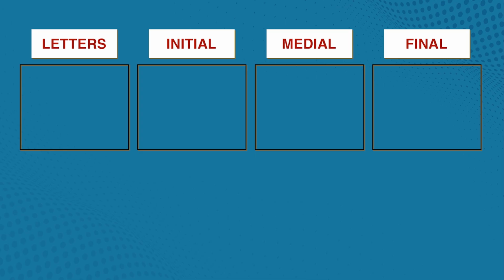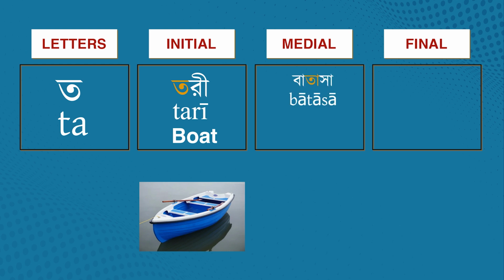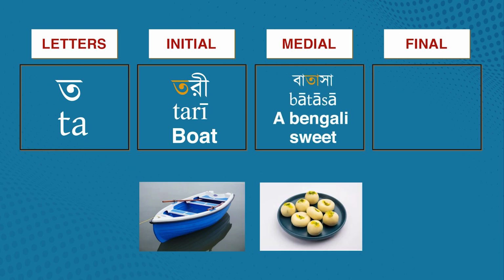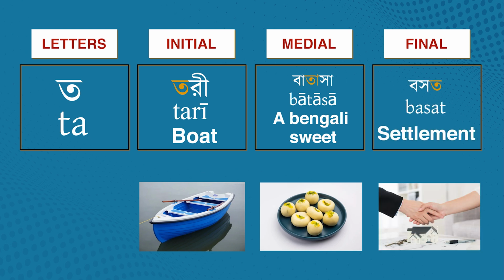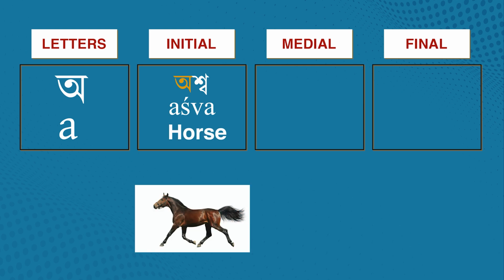The first letter we have here is to. It can occur in initial position in tori, which means boat, in medial position in batasha, which means a Bengali sweet, and in final position in boshot, which means settlement. The second letter is o. In initial position we have osho, which means horse. In medial and final position, o can't occur in its original form.